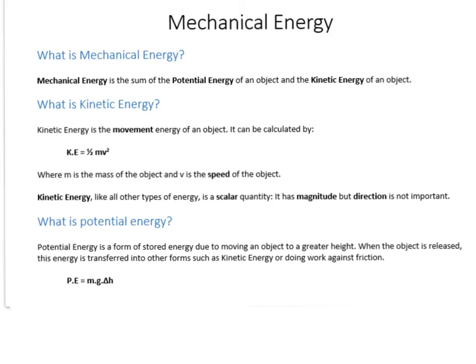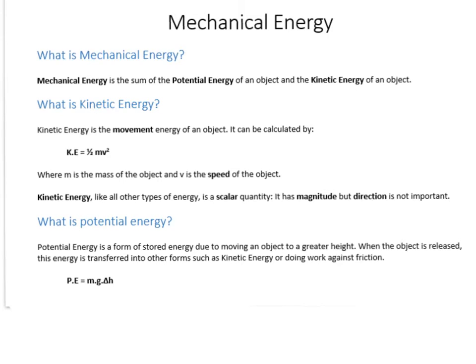So first of all, what's kinetic energy? Kinetic energy is the movement energy of an object, and it has this equation to calculate it. Kinetic energy is half times the mass times the velocity squared of the object. Except we don't really need the velocity, we can just get away with using the speed.